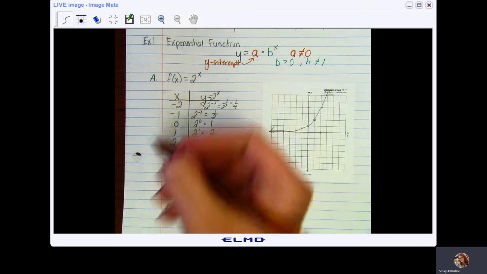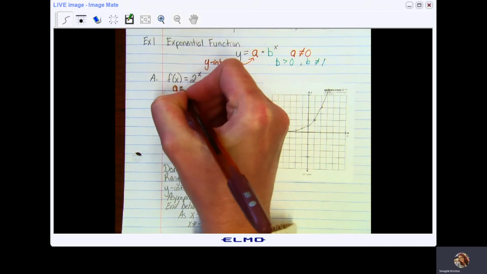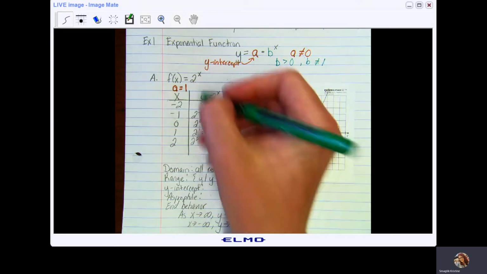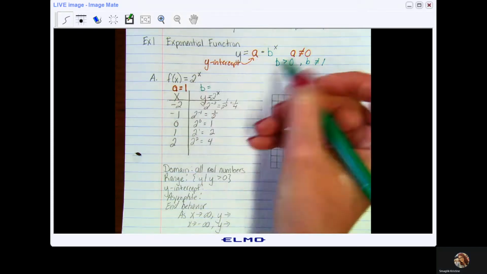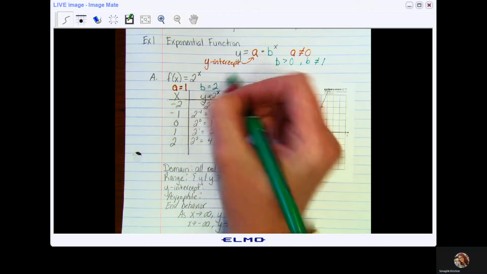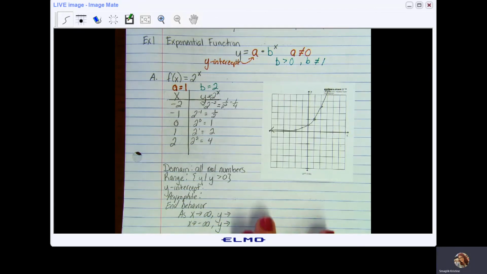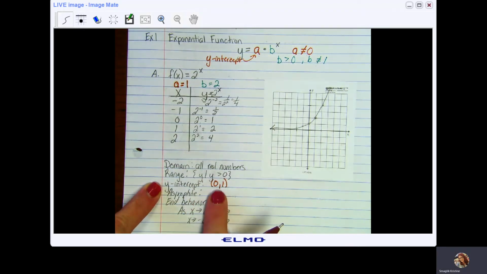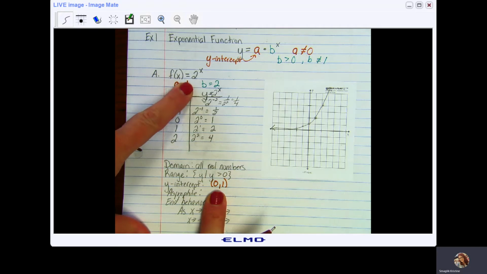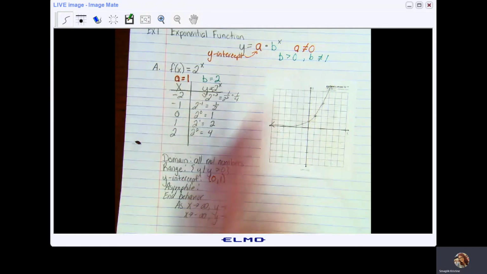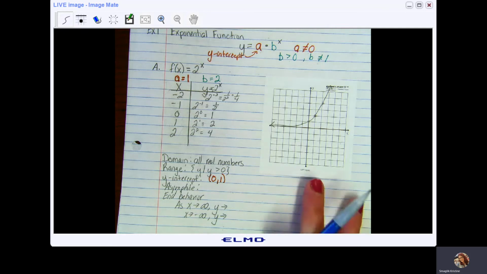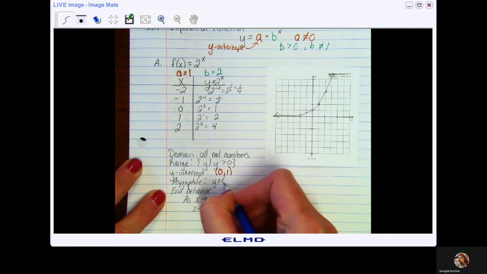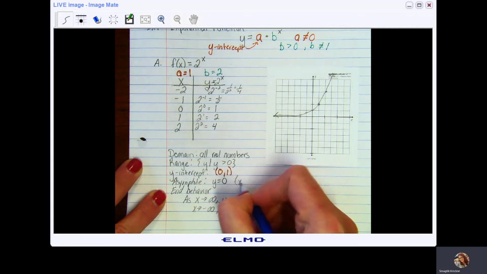Multiplication by 1 doesn't do anything. We don't always need to write it. It's kind of understood. So my a value is 1, and the b value here was 2. So that means my y-intercept is (0, 1). And you can determine that just by looking at your function if you understand that your a value is your y-intercept. We discussed that we had an asymptote. It is at y equals 0. That is also the x-axis.